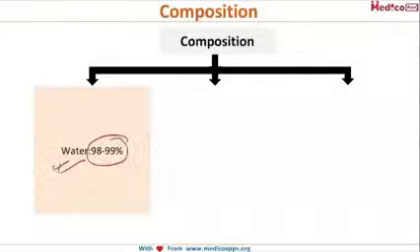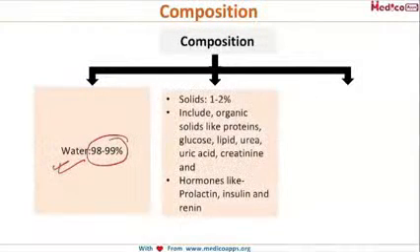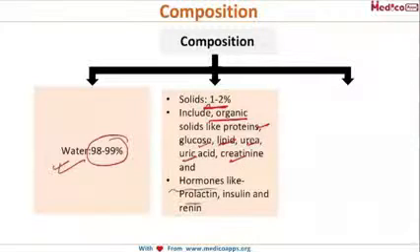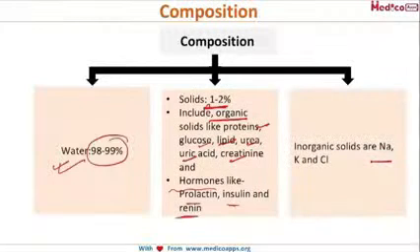Now let us see the very basic composition of this amniotic fluid, and this amniotic fluid is 98 to 99% water. Along with it, the solid substance present, they are 1 to 2%, which can be organic solids like proteins, glucose, lipid, urea, uric acid, creatinine, or hormones like prolactin, insulin and renin. They are also present in the amniotic fluid. Now, the inorganic solids that are present in the amniotic fluid are sodium, potassium and chloride.